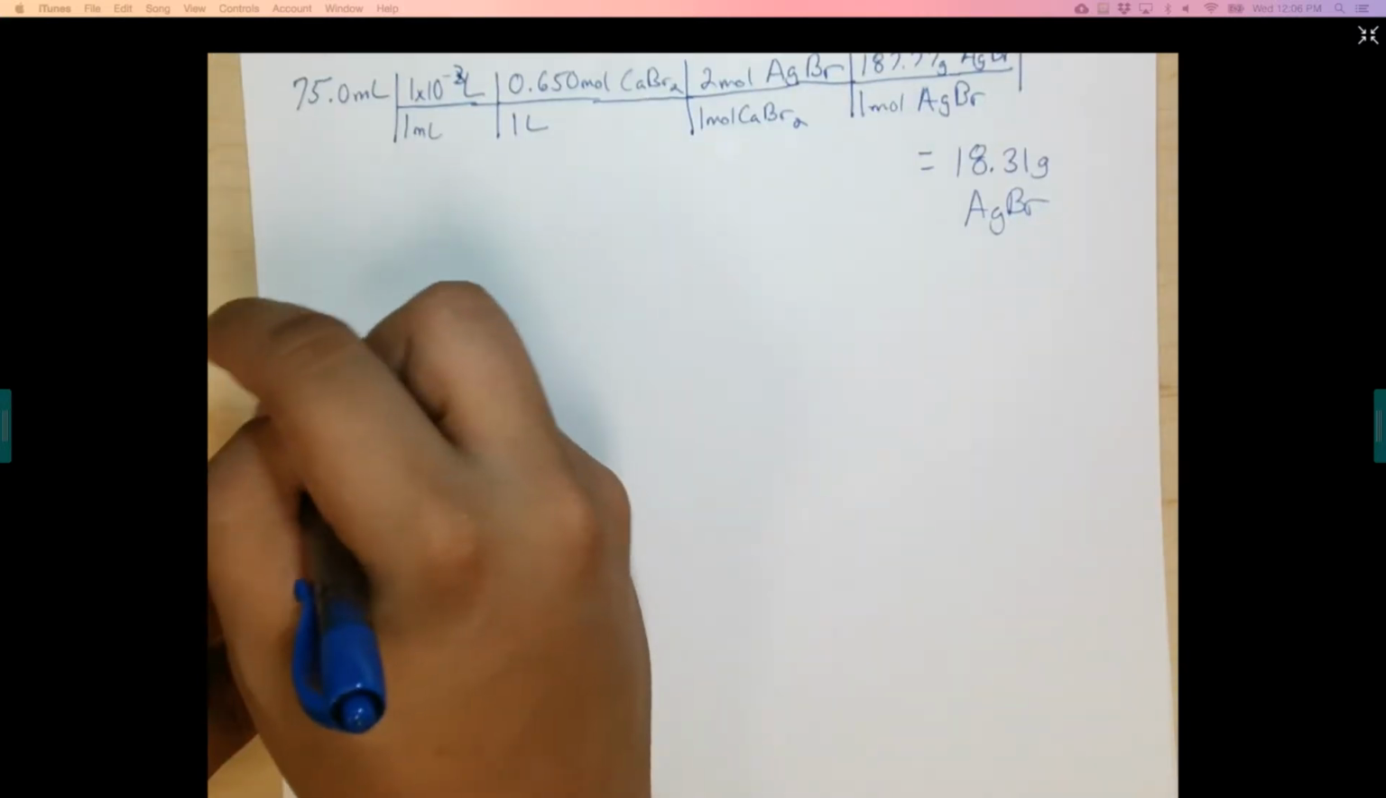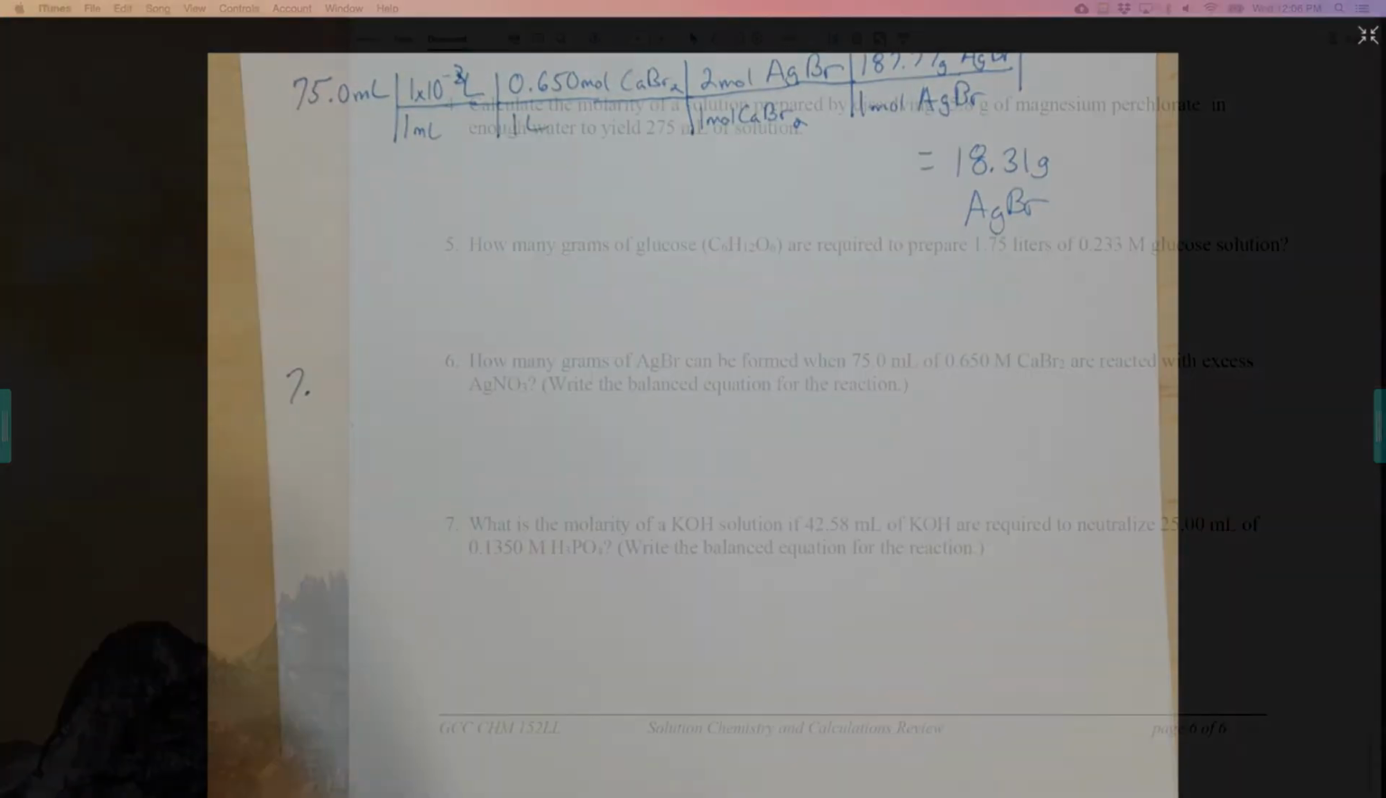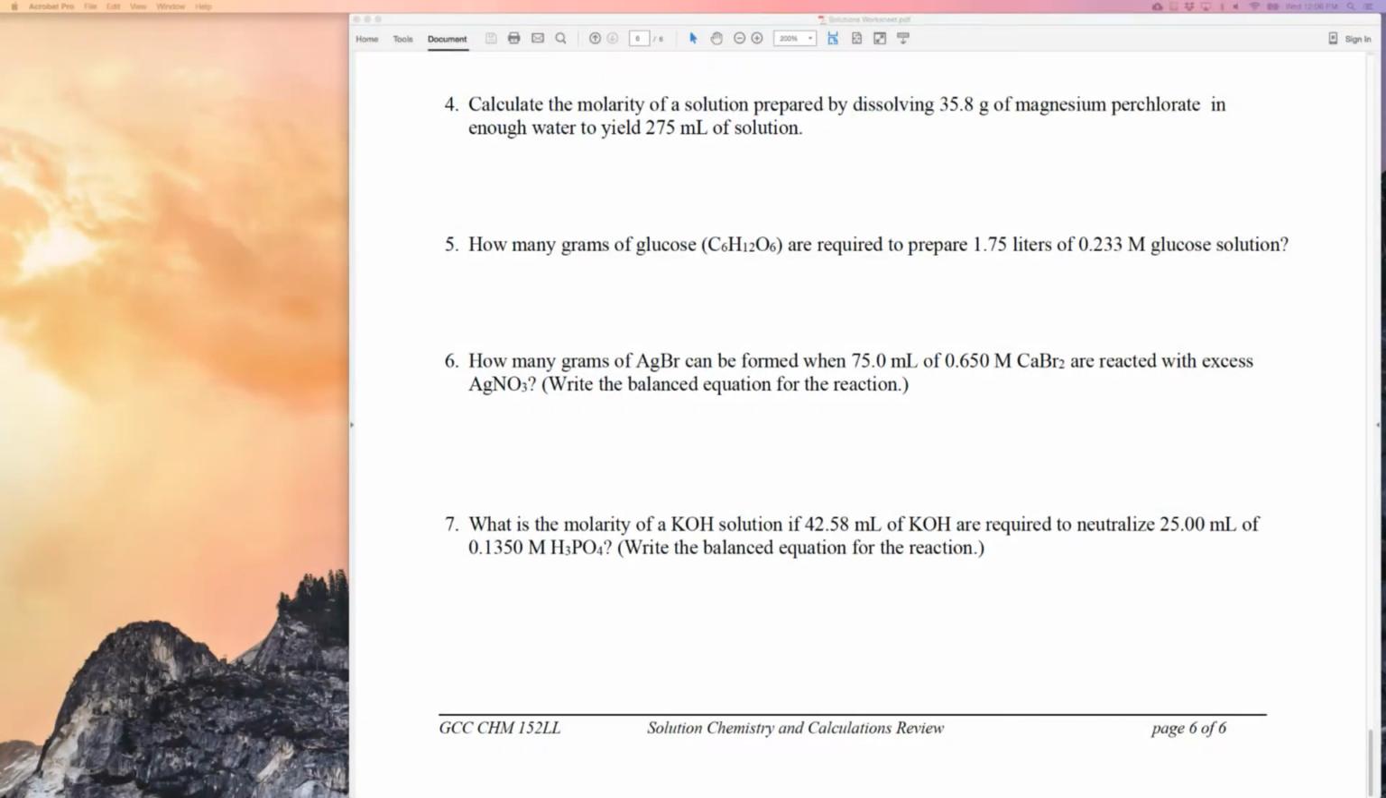Okay, let's take a look at number 7. Number 7 is a problem that asks us, what is the molarity of a potassium hydroxide solution if 42.58 milliliters of potassium hydroxide are required to neutralize 25.00 milliliters of phosphoric acid, and that's 0.1350. So this is stoichiometry. It is aqueous solution calculation, and it is also titration, but we can just use stoichiometry to be able to answer their questions.